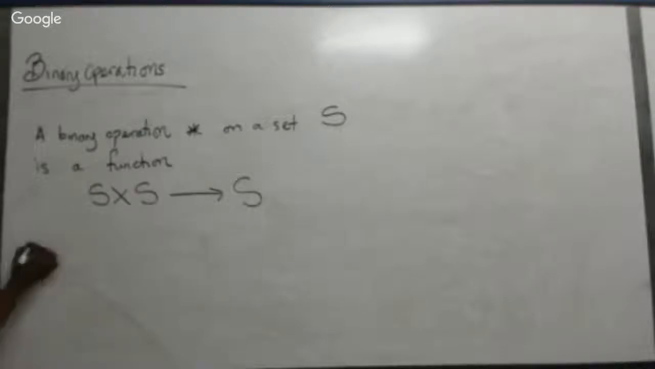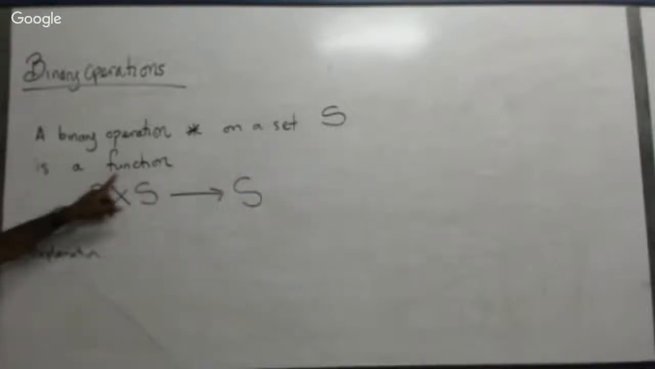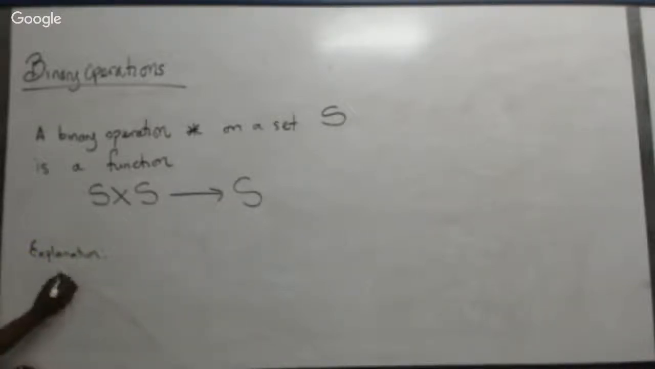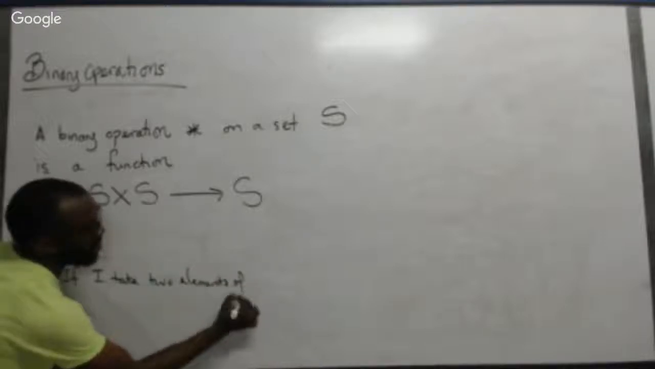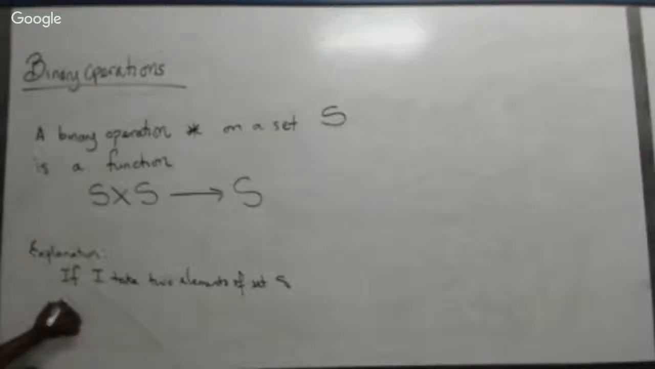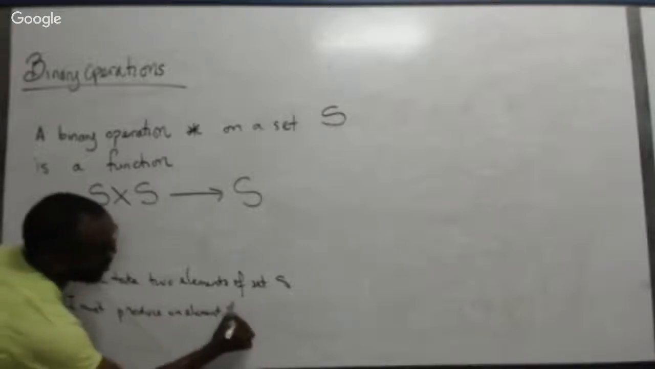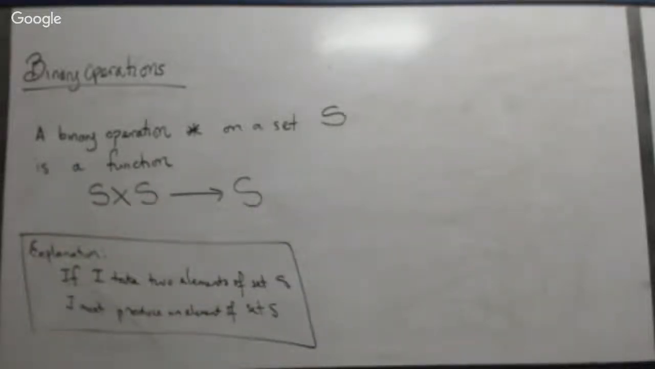Let's explain this. In the exam, I don't need to explain it to the examiner. All I need to do is write this down: a binary operation asterisk on a set S is a function such that S times S gives you S. What it is actually saying is that if I take two elements of set S, I must produce an element of set S. That's what I mean by binary operation. Interestingly, what I just described here is going to be a property of binary operations. So these are the defined binary operations.